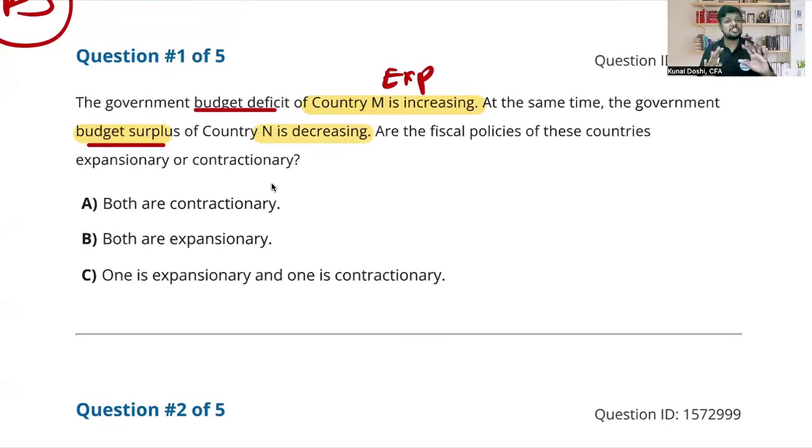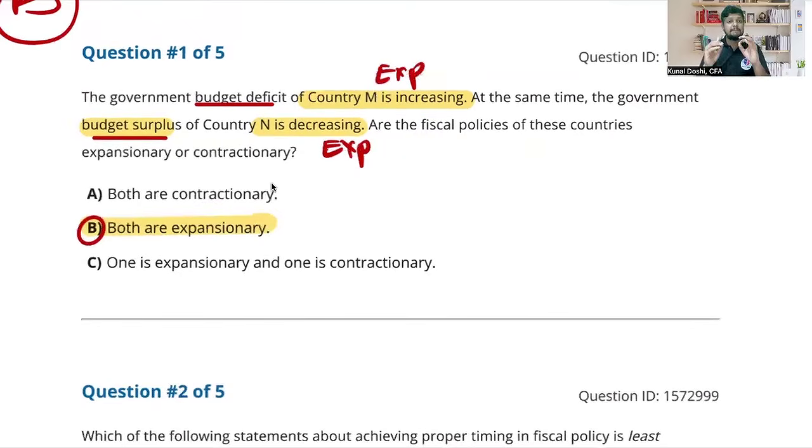Deficit increasing, expansionary. Surplus is reducing. Everyone, can I say even that is expansionary, isn't it? Surplus increasing means taxing more. Surplus is reducing. That means even that is expansionary. So are the fiscal policies of both the countries expansionary? Everyone with me? B. See, surplus means taxes are more. So if that is reducing, government is spending more. Understood the terminology? Everyone? Both are expansionary. Clear?